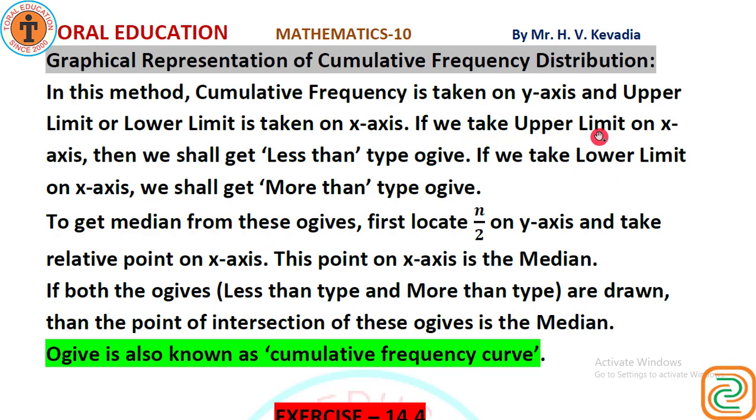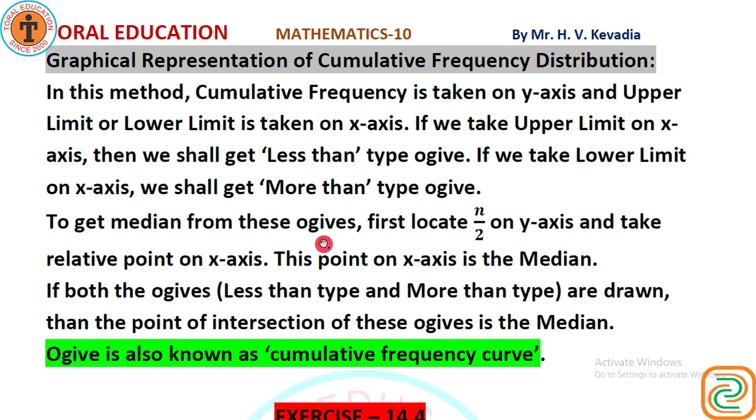If we take the upper limit on the x-axis, then we shall get the less than type of ogive. Ogive means curve. If we take the lower limit on the x-axis, we shall get the more than type of ogive.